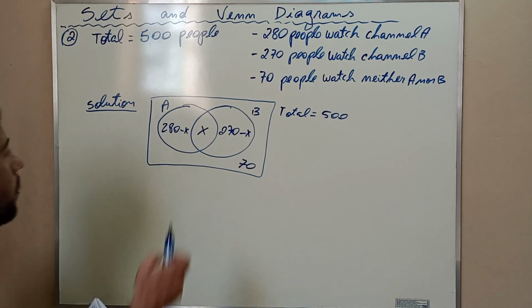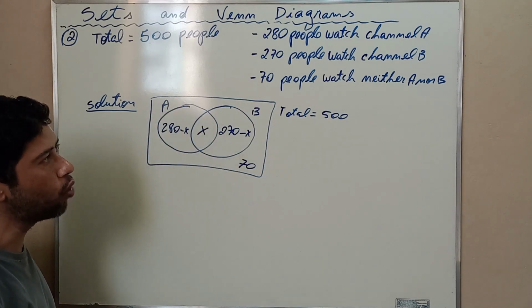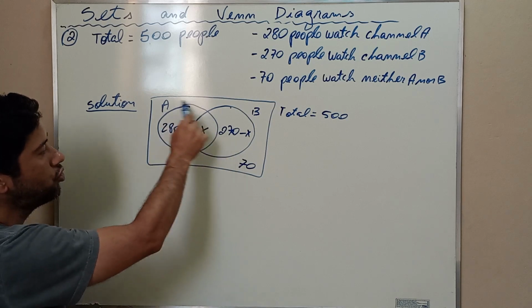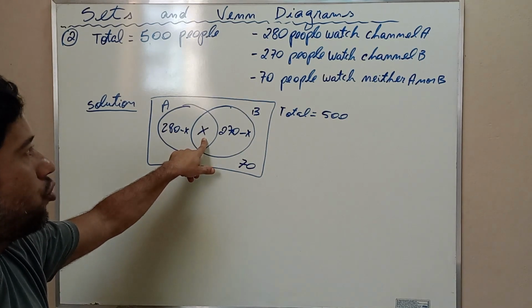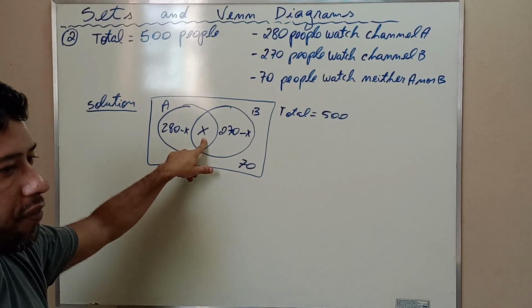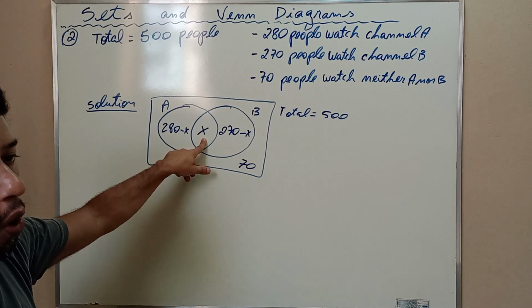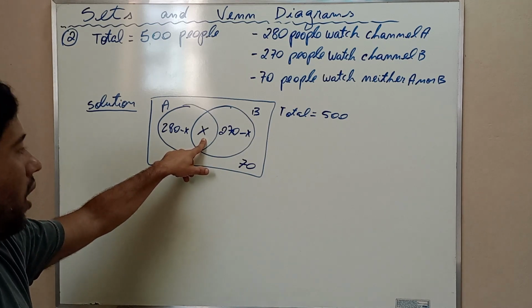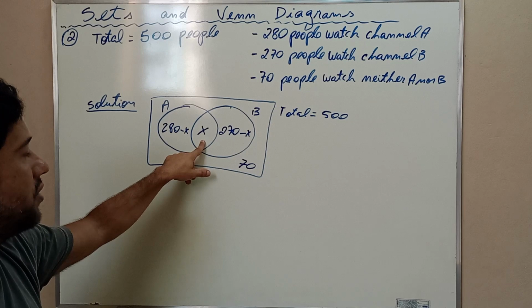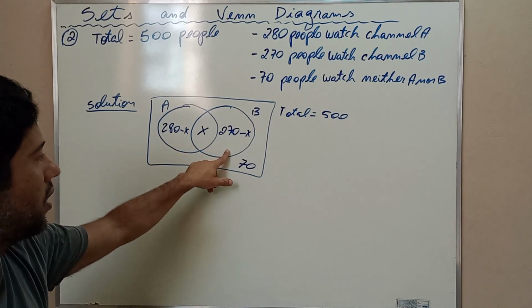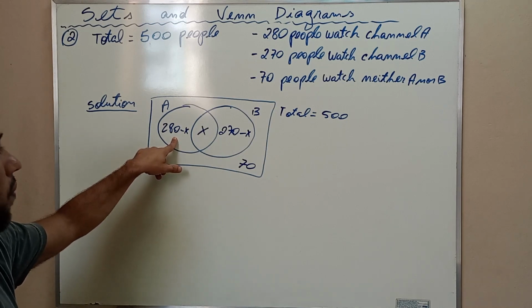One more time. Set A is 280 people. 280 people watch channel A. So there are 280 people in set A. We place the X in the intersection between the people that watch both channel A and channel B. If we want the people that watch only channel A, this is going to be 280 minus X, because X is the number of people that watch both A and B. We want the people that watch only A. This is 280 minus X.